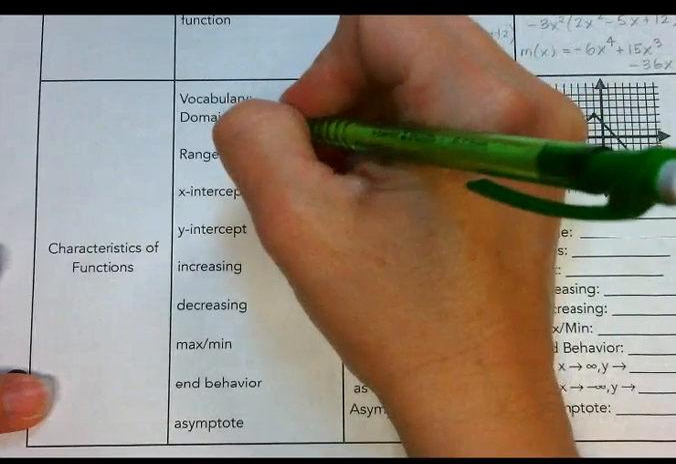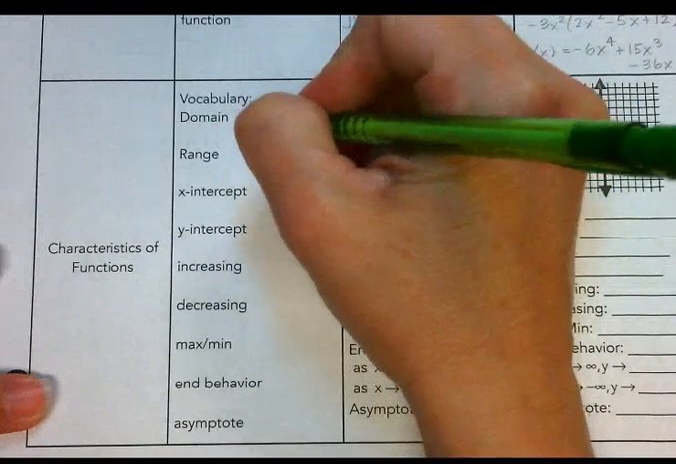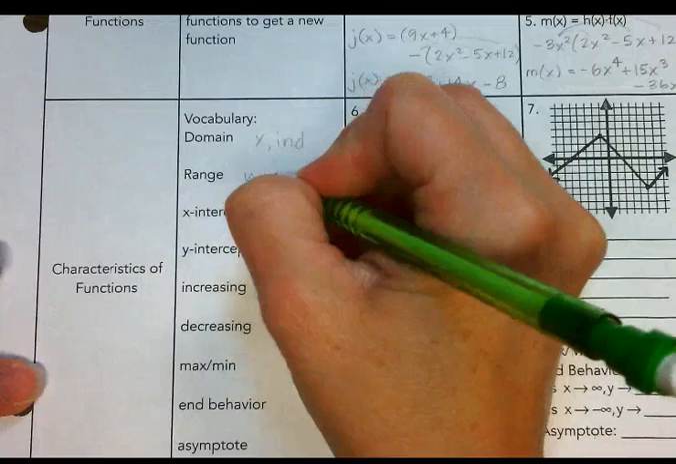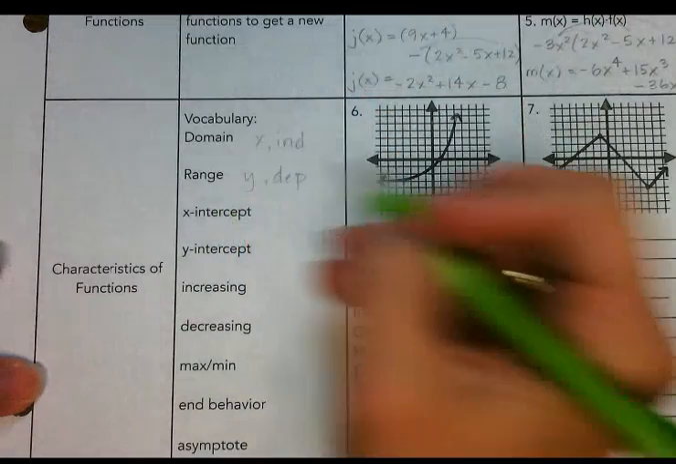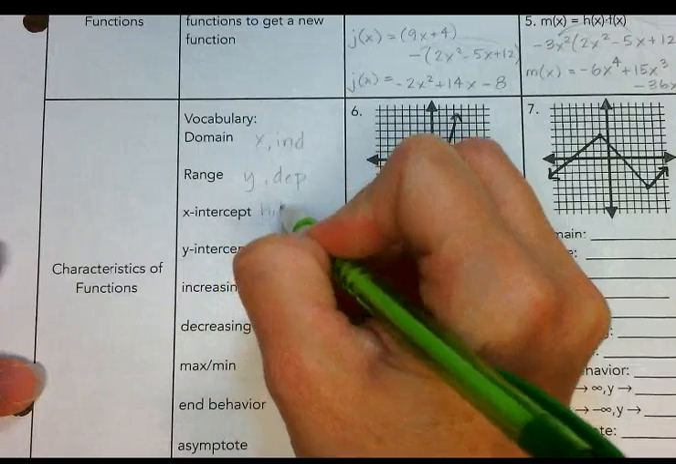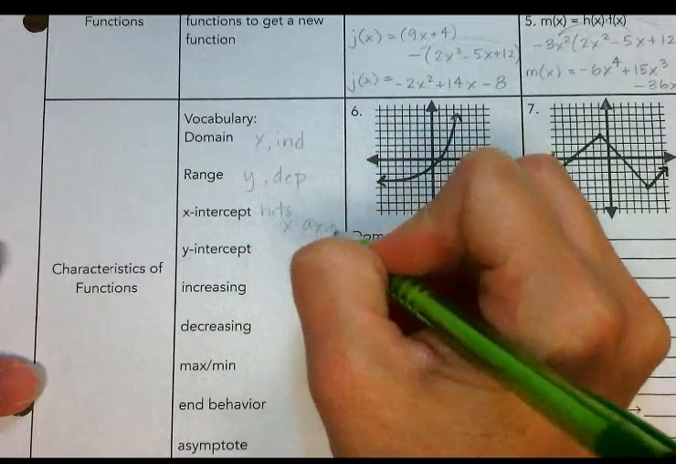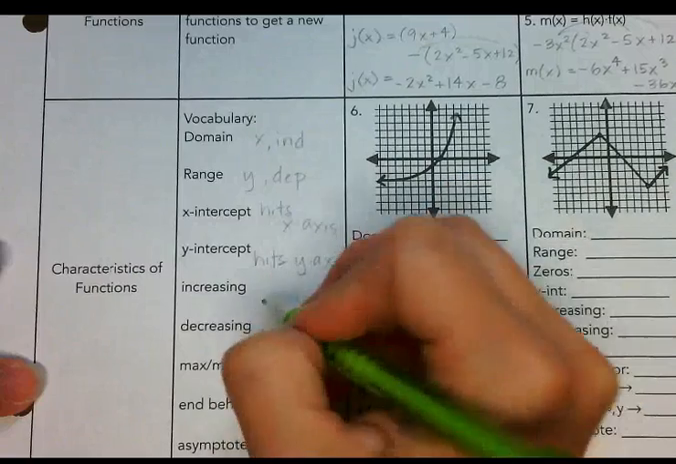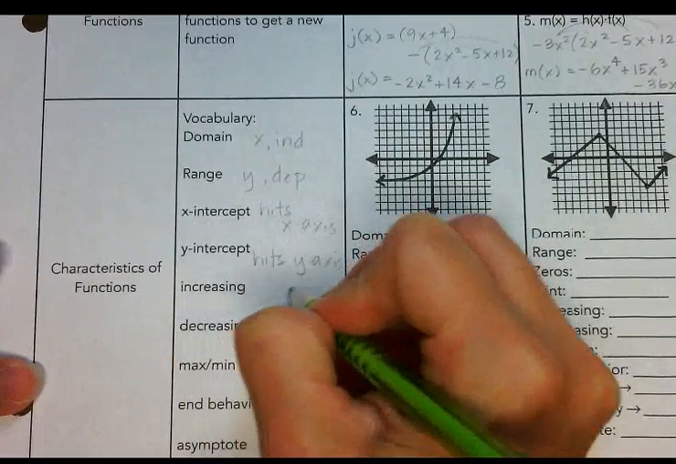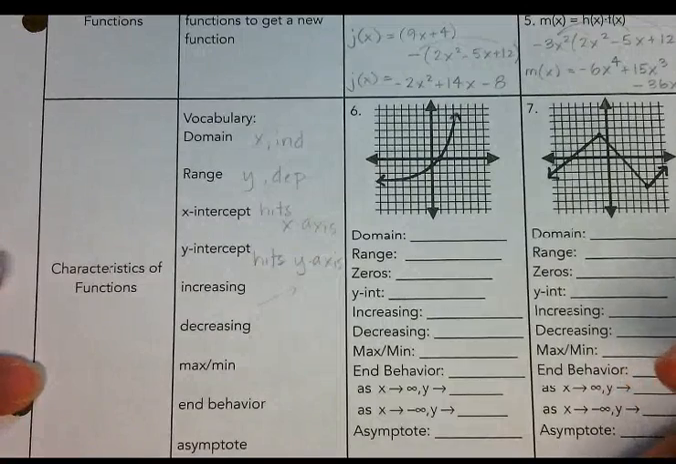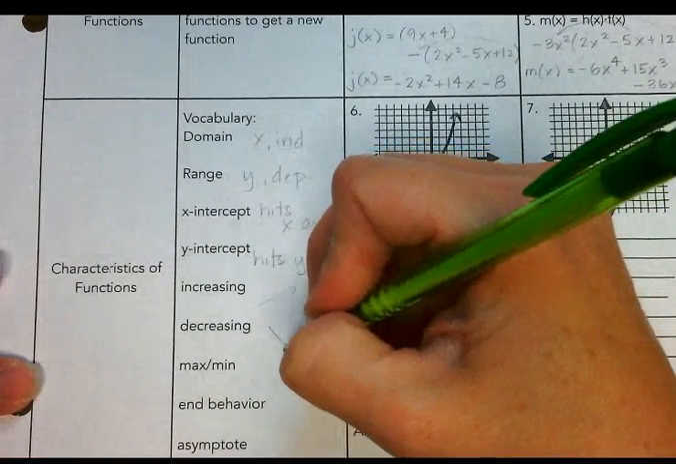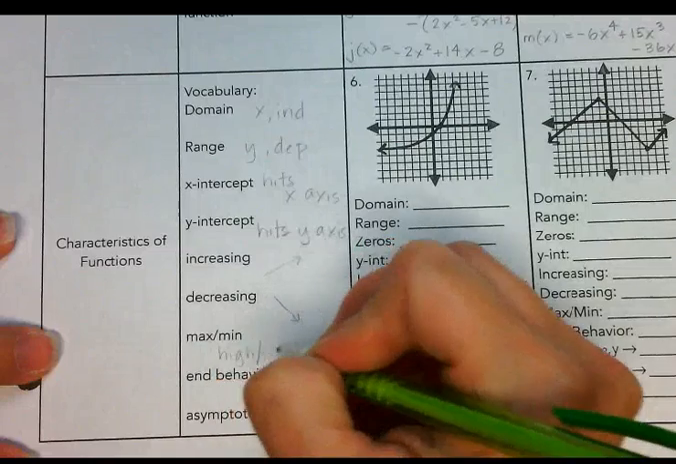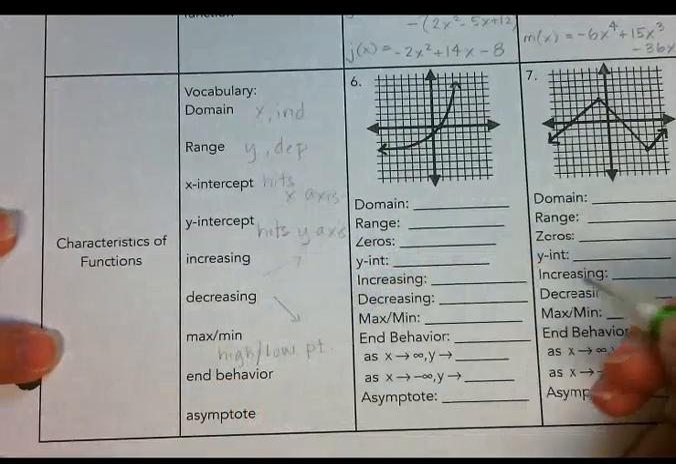But domain, that's talking about the x values. The domain is the independent variable. The range, that's talking about the y values, and that's the dependent variable. The x-intercept is where it hits the x-axis. The y-intercept is where it hits the y-axis. Increasing is as you go to the right, it's going up. So it's up to the right. Decreasing means it's going down to the right. The maximum or minimum is either the very highest or the very lowest point on the graph.